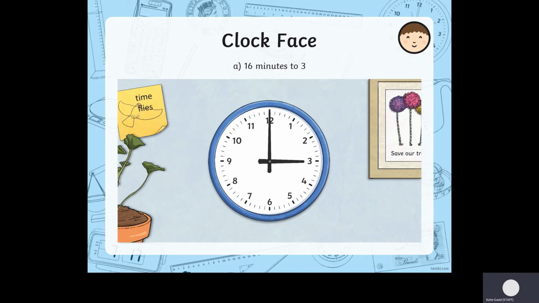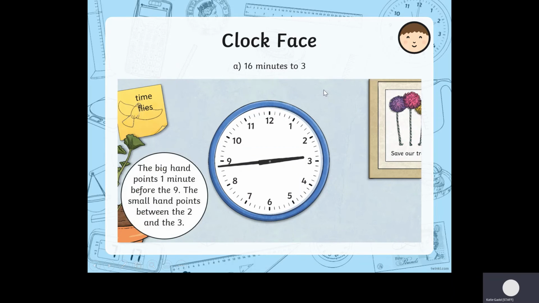Okay, what would the clock look like if it was 16 minutes to 3? Pause the video and have a think. Did your clock look like this? So we need to count back 16 minutes. I know 16 is made up of 3 lots of 5 and then another 1. So we count back 5, 10, 15, 16.